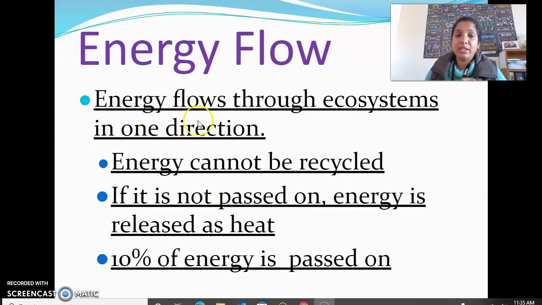So energy flows through the ecosystem in one direction. Energy cannot be recycled. If it is not passed on, energy will be released as heat. We have been talking about how from one level, only 10% goes to the next level. What happens to the remaining 90%? That would simply be released as heat to the atmosphere.